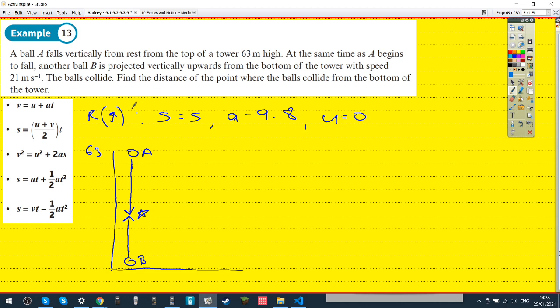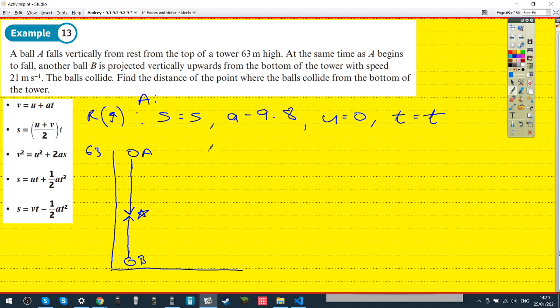So let's just clarify, this is ball A: S, A, U. There might be a trick. When A and B hit into each other, they should have two different V's. It would just be a coincidence that they have the same velocity. However, from the start of B's journey to when it hits, and the start of A's journey to when it hits, the time would be the same for both. And so if we do T is T, that will allow us to swap into the other one.